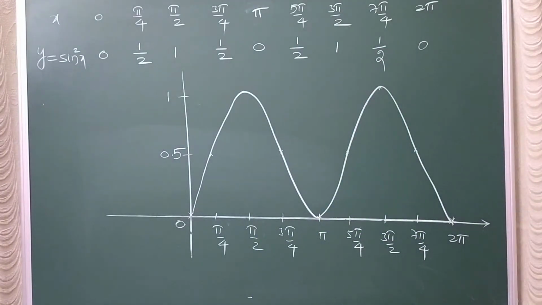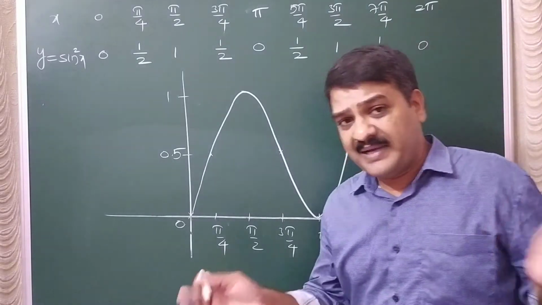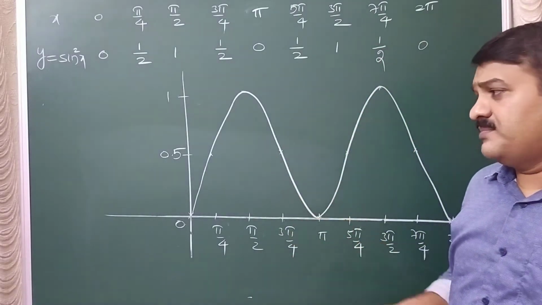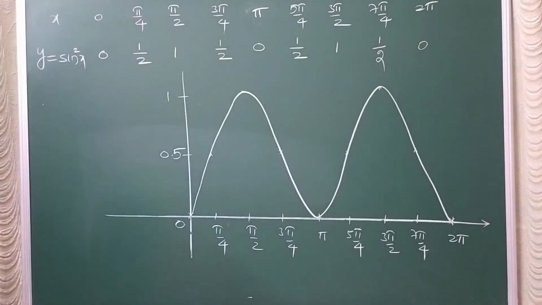Now the intervals what we are taking, the intervals are not fixed. So you can take different intervals. I have chosen 0 to 2 pi. You can take minus pi to pi. Okay, the process is same. The intervals may change, but the process is same. Okay. So let us consider one more graph.